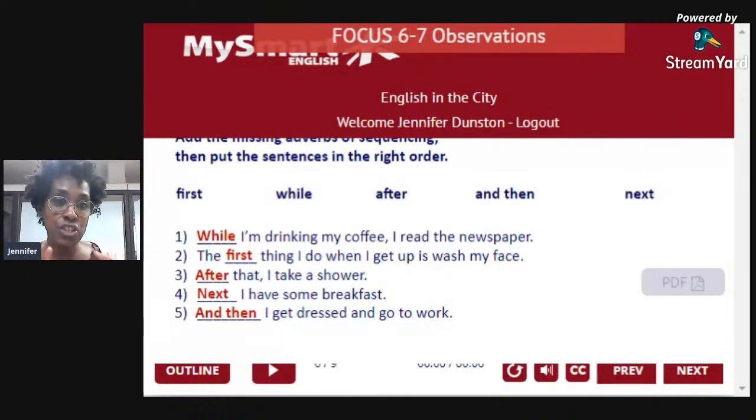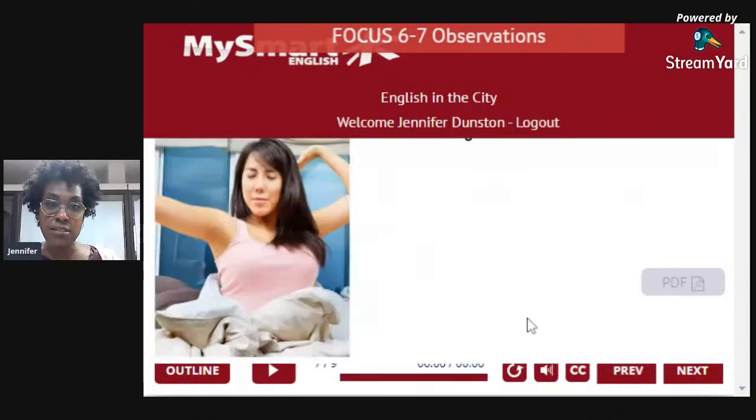After that, I take a shower. By implying after that, it means you already have 2 successive actions. First, and then after. Next, I have some breakfast, and then I get dressed and go to work. So here we see a natural sequence of events.